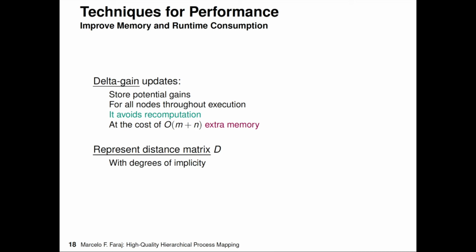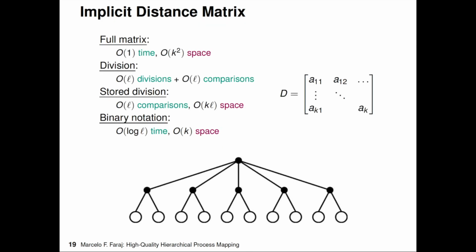The objective of using delta gain updates is to avoid recomputation, and the cost is O(m + n) extra memory. The second performance technique we implemented is the implicit representation of the distance matrix D. I will now give more details about 4 different approaches we used to represent the distance matrix.